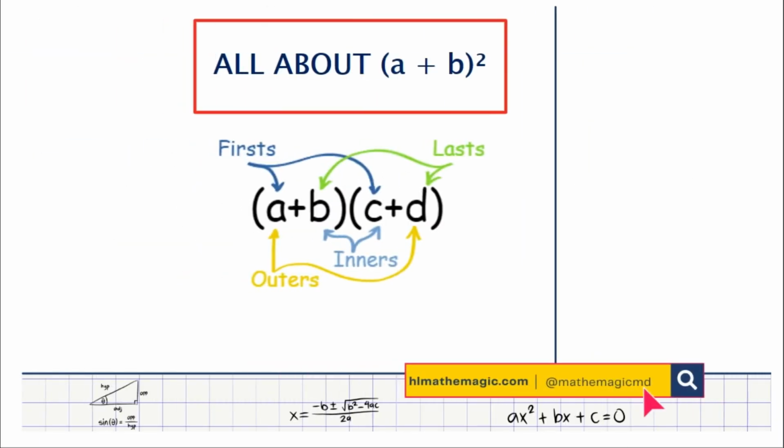So the correct way to think about (a + b) squared is to use the FOIL technique. The FOIL technique says that you need to multiply the first, the outers, the inners, and the last. So the first would be, in this example, a times c. The outers would be a times d. The inners would be b times c. And the last would be b times d. So there are going to be 4 multiplications involved in expanding (a + b) squared.